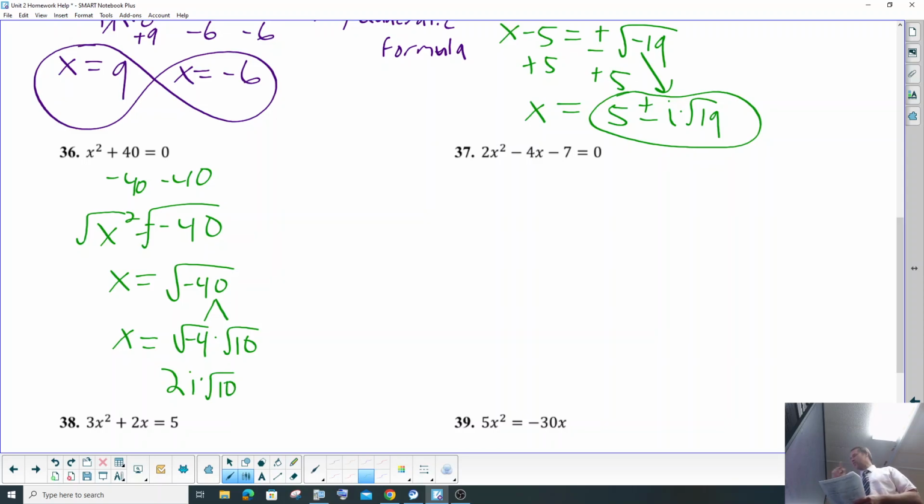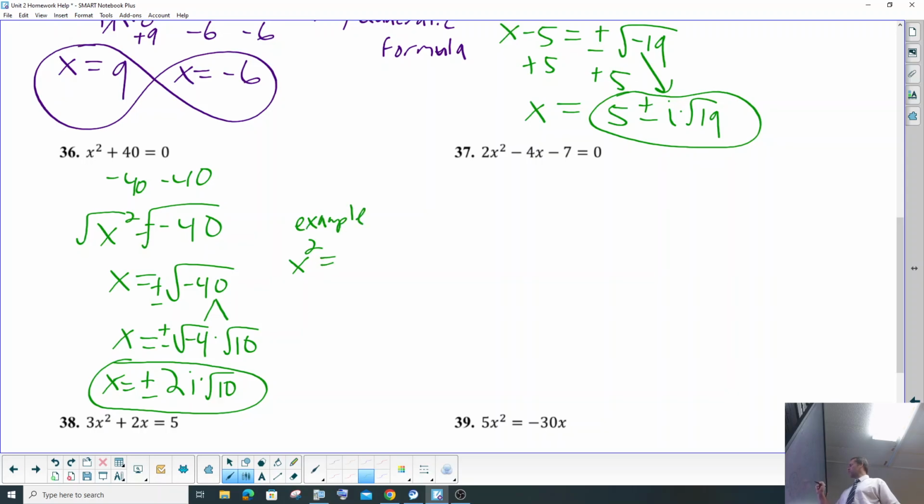Don't forget that when you square root both sides, it has to be plus or minus. Two answers, else you lose points. It's because if you have, for example, x squared equals 4, it could be 2 squared is 4, but negative 2 squared is also positive 4. So don't forget your plus and minus.